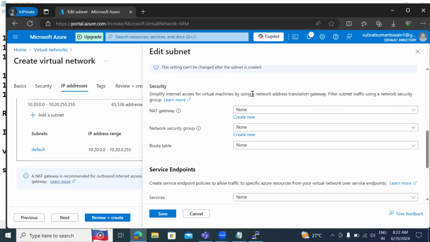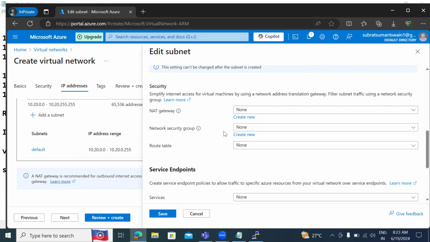So now here, what is NSG? Yesterday we had an NSG, right? That is at the VM level. But at the subnet level also, we can restrict the traffic. What is the advantage? I don't want to go until the VM level. I want to restrict at the subnet level itself.